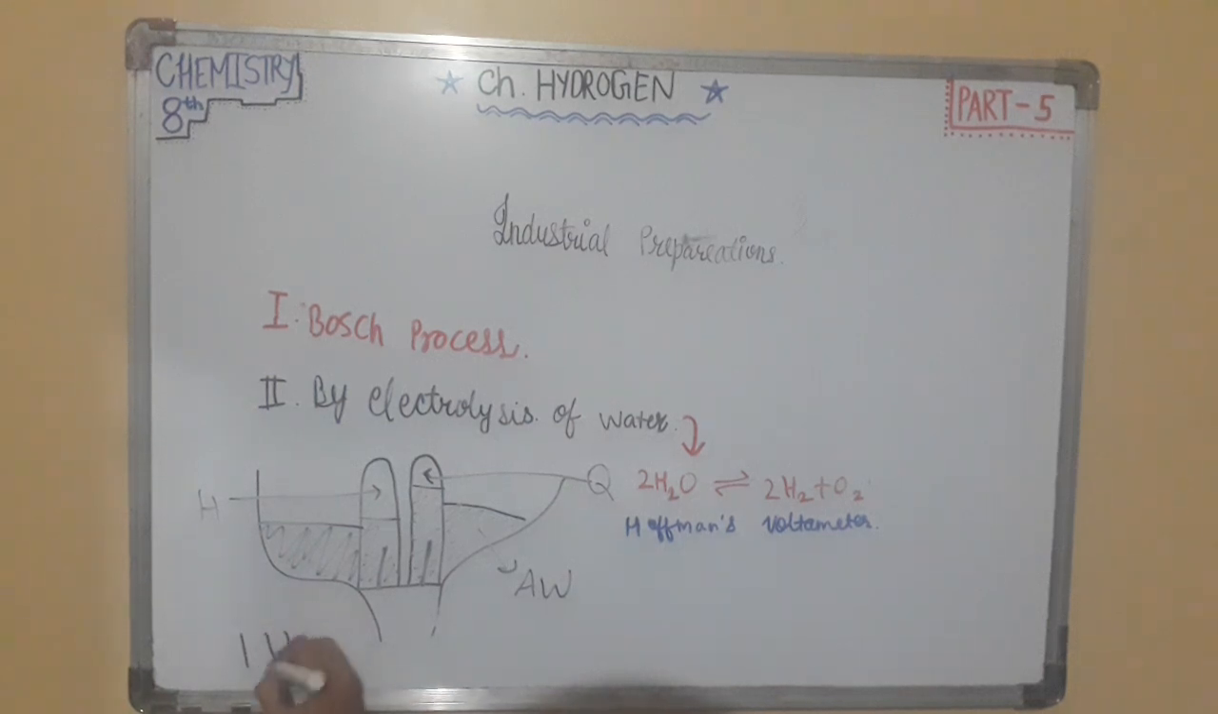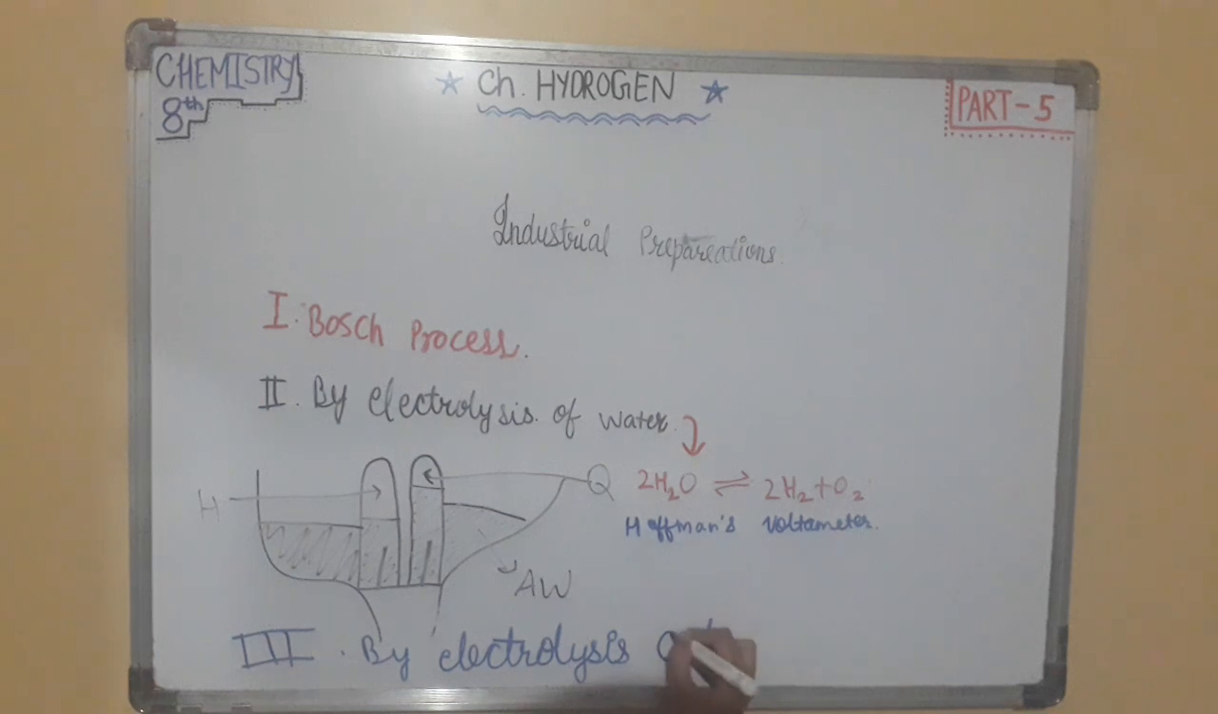Next is by electrolysis of brine. So, in the electrolysis of brine, sodium chloride solution, very pure hydrogen is obtained as a byproduct, which is used for the manufacture of sodium hydroxide and chlorine.